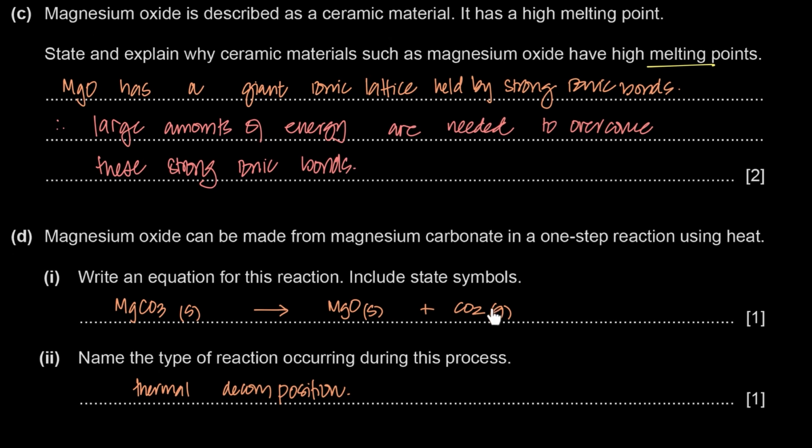Now, group 2 nitrates also decompose. So this one-step reaction using heat is for group 2 carbonates and group 2 nitrates. Carbonates produce oxides and carbon dioxide only, but nitrates produce oxide, nitrogen dioxide, and oxygen gas. Just as a recap, for the group 2 nitrate equation, it produces 2 moles of NO2 gas and half a mole of oxygen.